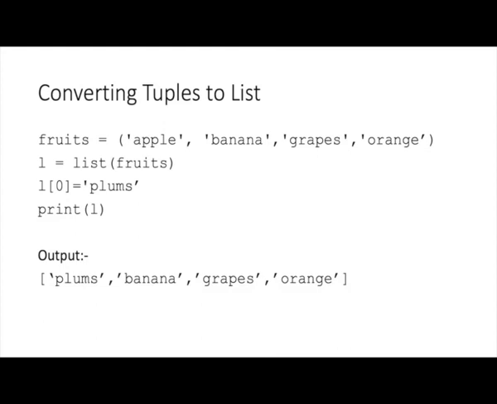Now, you see the output. The apple is replaced by plums, and you have plums as the first element and the rest of the elements unchanged: banana, grapes and orange. Now that we have come to the end of this module, let us have a quick recap of what we have discussed about tuples.